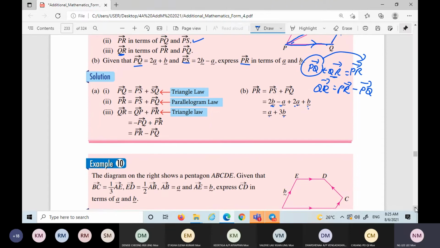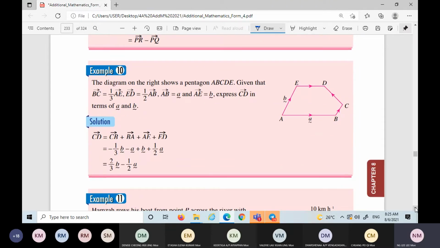So this is example number 9. We go to example number 10. The diagram on the right shows a pentagon ABCDE. Given that, express CD in terms of A and B. What is given in terms of A and B? AB is in terms of A, and AE is in terms of B.